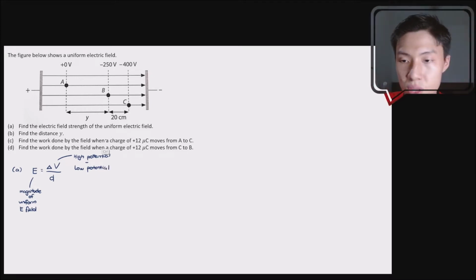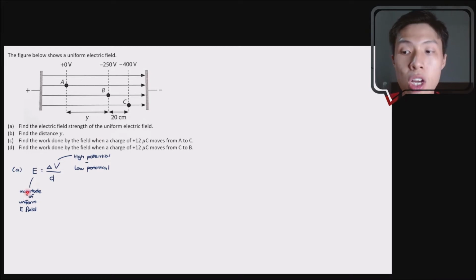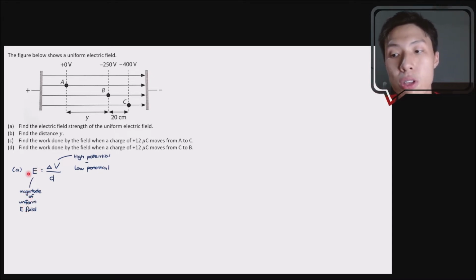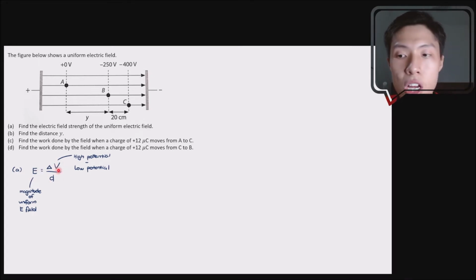Just to tell you why this must be high potential minus low potential: the E over here is the magnitude of the uniform electric field. So E must be positive, because electric field is a vector, and the magnitude of a vector must always be positive. If the left hand side of the equation must be positive, then the right hand side must be positive as well. So we need to make sure delta V and D are both positive so that we generate a positive answer for E. So delta V we always take high minus low, and D is just the distance between the equipotential lines of the two points.